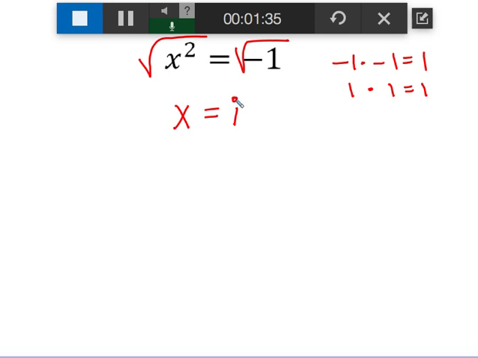So they decided that they would just call it i. So i is equal to the square root of -1. So anywhere you see an i, you can replace it with the square root of -1.